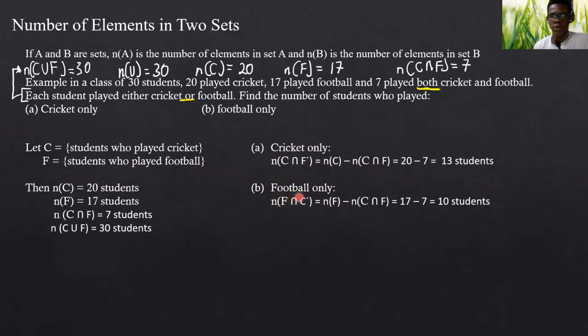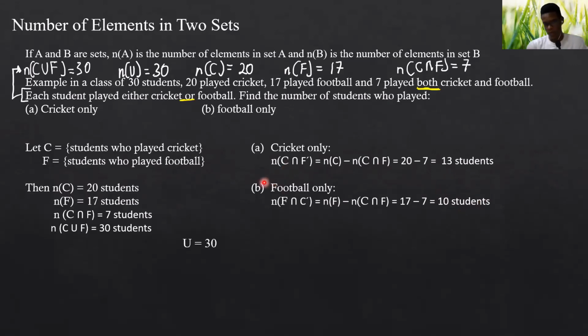Yeah, just swap the complement sign. And now we have F intersect C complement, which is football only, is equal to the number of elements in football, right? Number of elements in the set F minus C intersect F, which is the same as 7. So we have 17 minus 7, and that's equal to 10, right? So 10 students are playing football only.